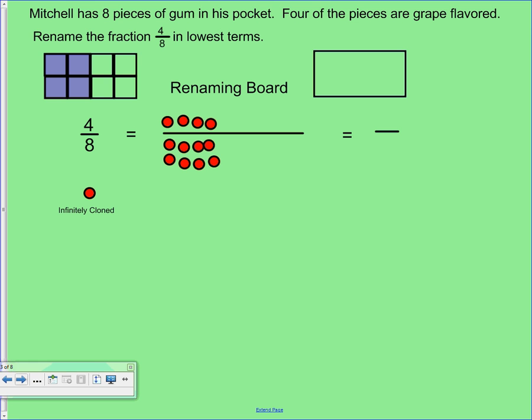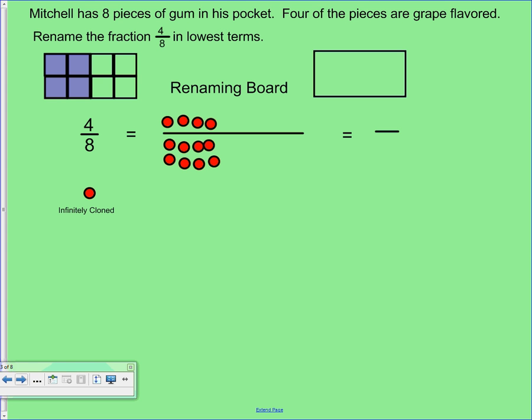Or what's the largest groups that I can make? Should I make groups of 8? Can I make a group of 8? Now the rule is, whatever I do on top, I have to do on bottom. Whatever I do on bottom, I have to do on top. So everything has to be the same. So if I make groups of 8 on bottom, can I make groups of 8 on top? Of course not, because there's only 4 there.